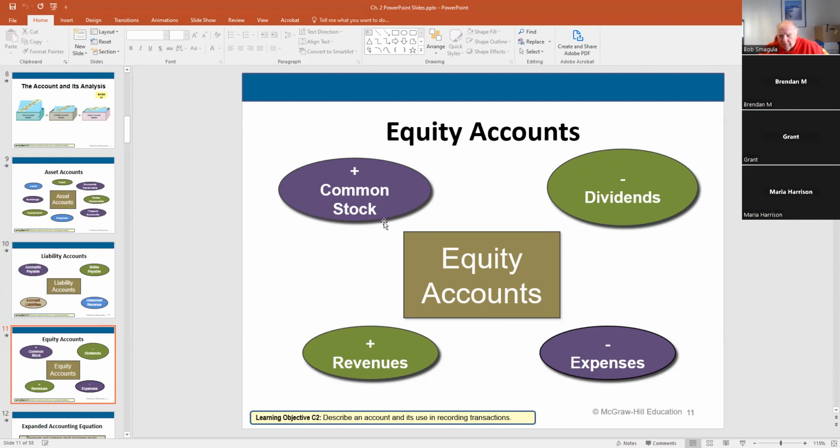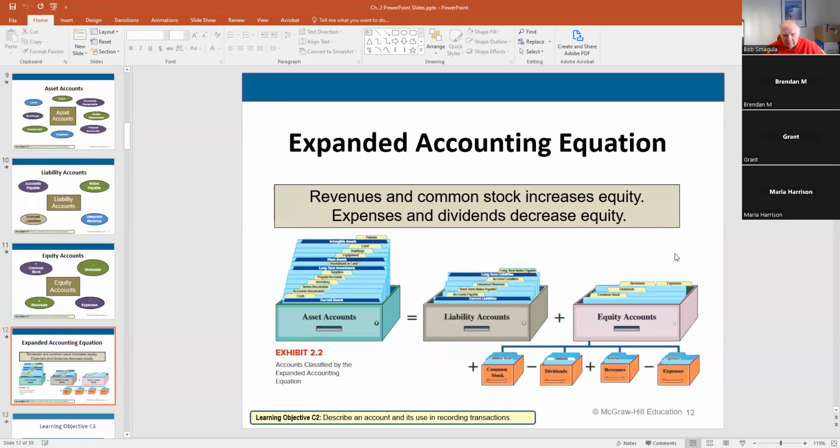Common stock, the company issued stock to the public. Revenues are brought in; any revenue increases equity. Any expense decreases it. And dividends decrease the equity. When you give a dividend out in the form of a payment, you are giving away part of the company's ownership. Dividends are not an expense.